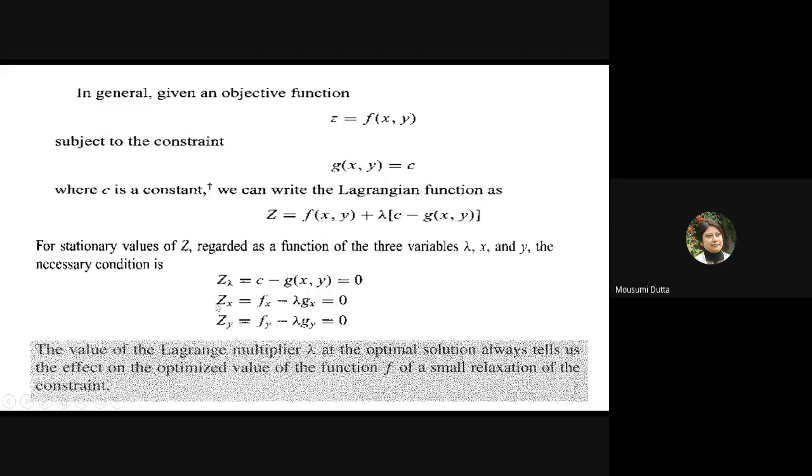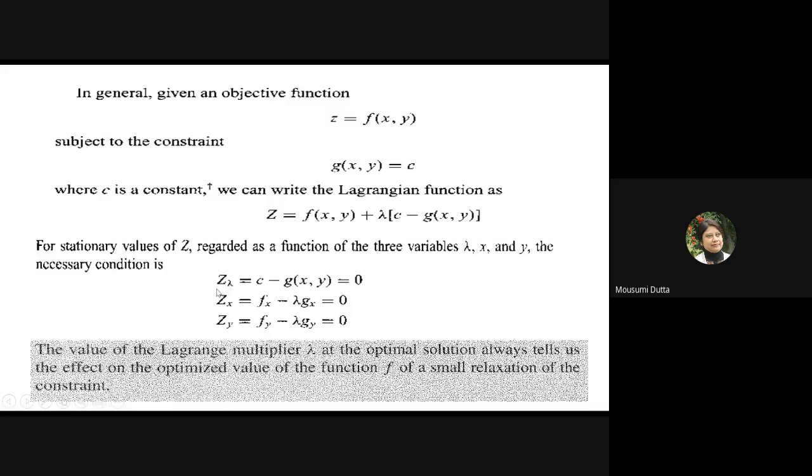So I have to consider del z by del x. Del z by del x will be f of x, that is, del f of xy by del x, which I am presenting by f x. Now here you have lambda c minus lambda g of xy. From this we get del g by del x multiplied with lambda, so we get minus lambda g x. By first order condition, we set this equal to 0. Del z by del y: similarly, f y minus lambda g y is equal to 0.